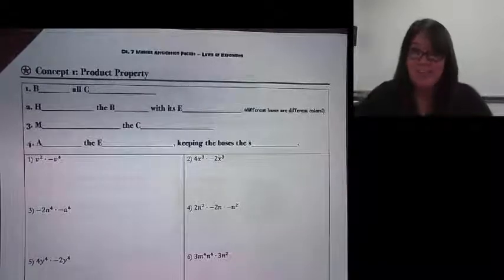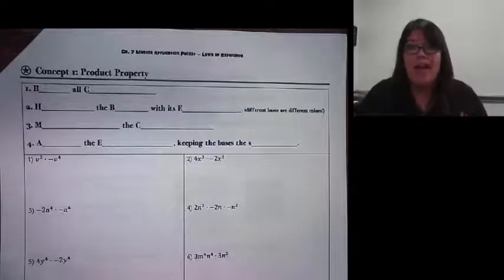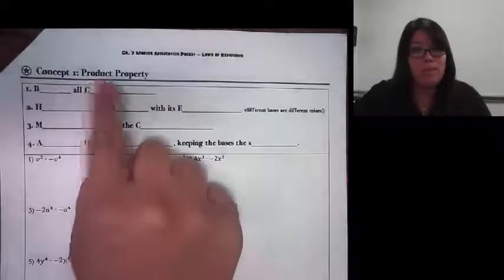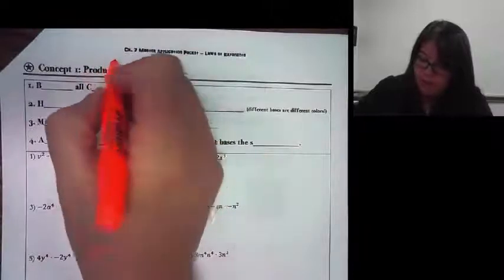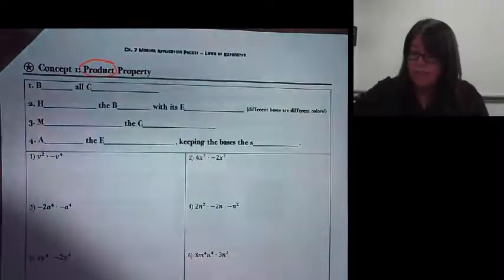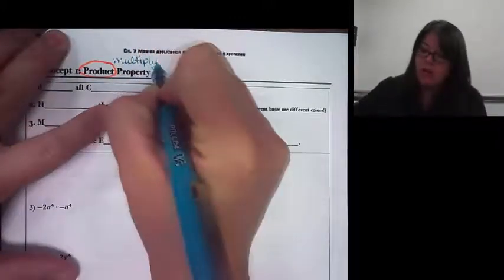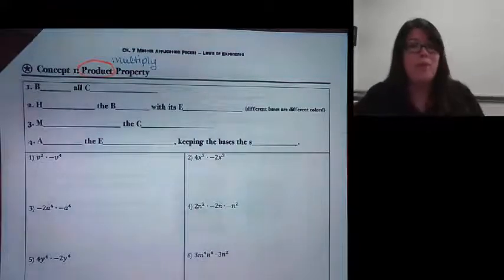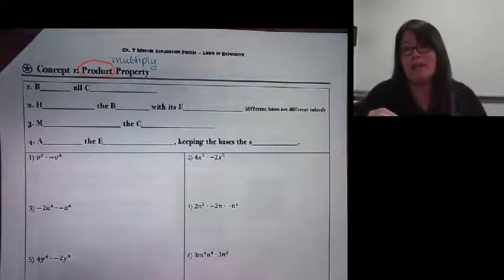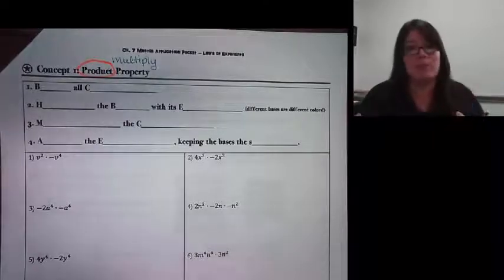Chapter 7 deals with the laws of exponents. The first lesson, when we're talking about exponents and how we deal with them in math, is called the product property. If you remember, the product property, or the word product, means multiply. So basically, this rule deals with what you do when you have exponents that are being multiplied together, or algebraic expressions that are being multiplied together and they have exponents in them.